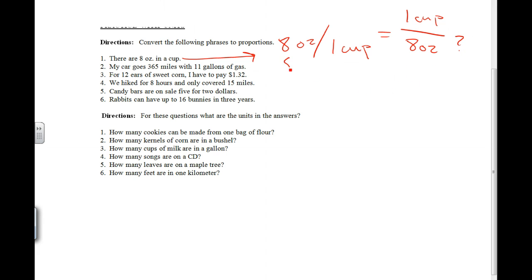All right, continue on this little section to find out what the proportions are. Now this section, it's just asking for the unit. So how many cookies can be found in 1 bag? So it would be cookies per bag. That's the unit. All right, see if you can go through those.